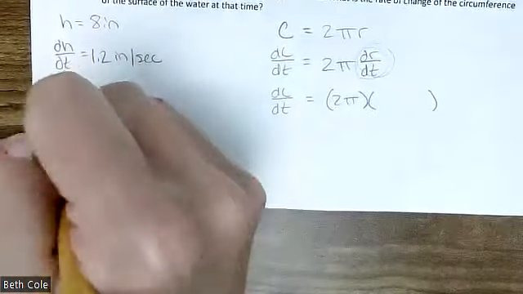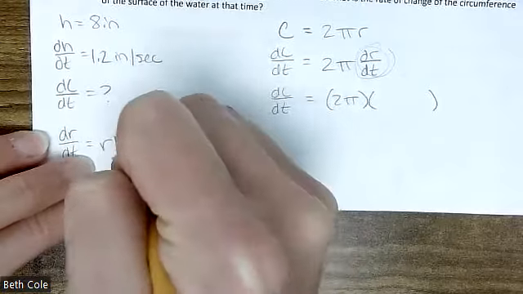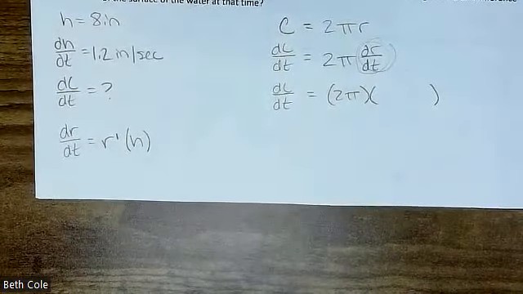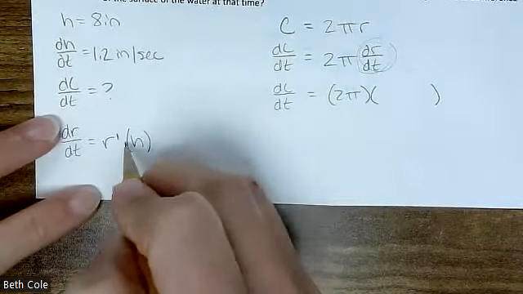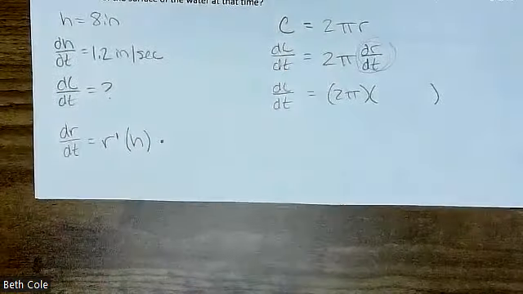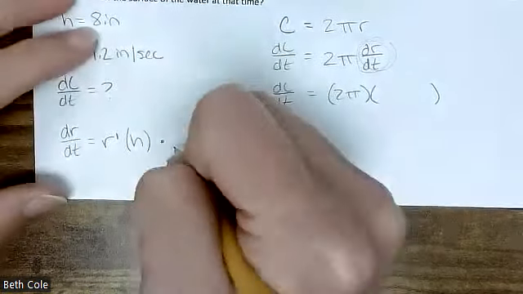So off to the side here, I'm going to write dr dt. It's going to be r prime of h. But then you have to chain on the derivative of the inside. So you have to chain on the derivative of h, which we were given. What is dH dt? It's 1.2.